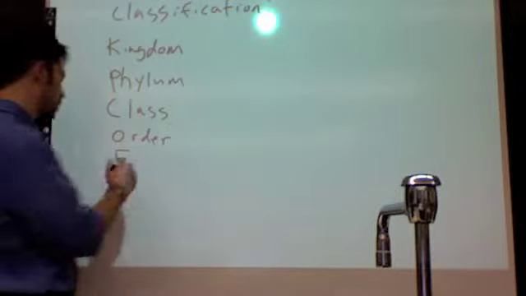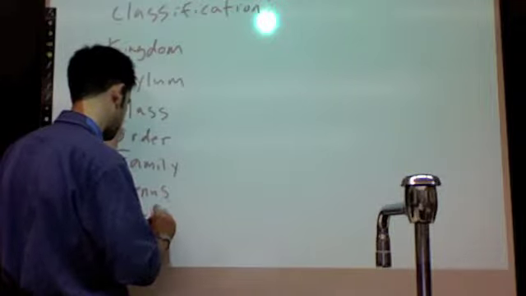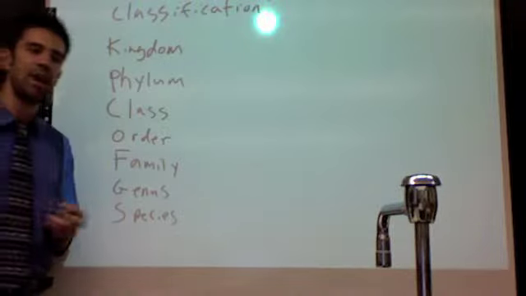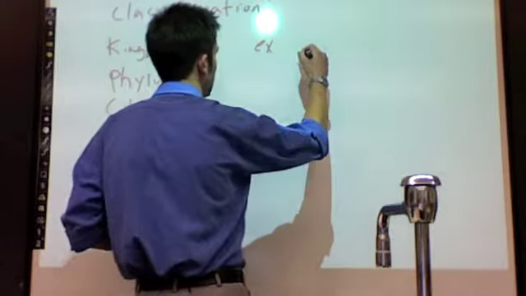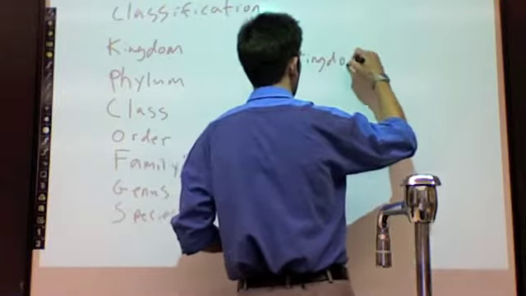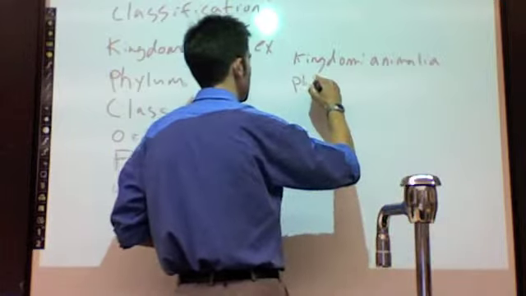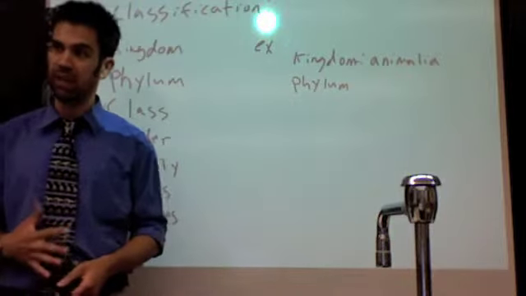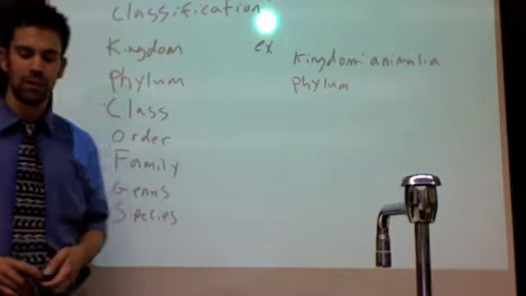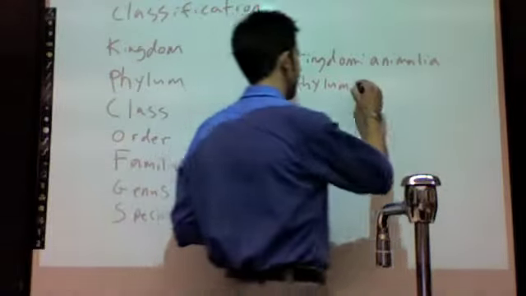Okay? Class, order, family, genus, species. So for example, if I were to ask for the full classification of, say, the polar bear, all right, stick with this example. Polar bears belong to kingdom Animalia, which is the animal kingdom. Okay, how many kingdoms are there? All right, kingdom Animalia, phylum Chordata.